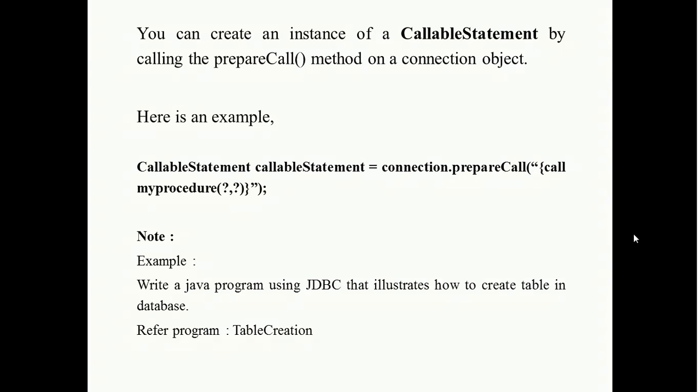You can create an instance of CallableStatement by calling the prepareCall method on a connection object. Here is one example: CallableStatement cs = connection.prepareCall("my procedure").